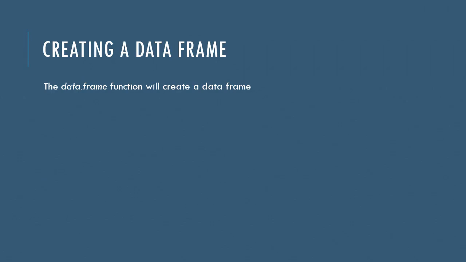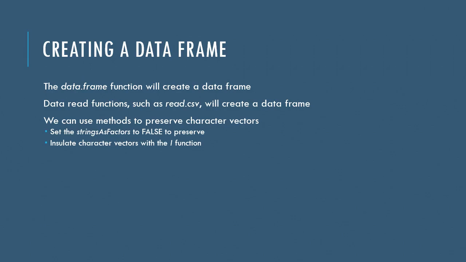The data.frame function will create a data frame. Data read functions such as read.csv typically create a data frame. We can use methods to preserve character vectors. We can set the strings as factors to false to preserve at that particular moment, such as when we're reading in data. But we can also insulate character vectors with the I function, turning them into an as-is class, meaning that they won't be touched in the future by functions. They'll avoid implicit coercion.